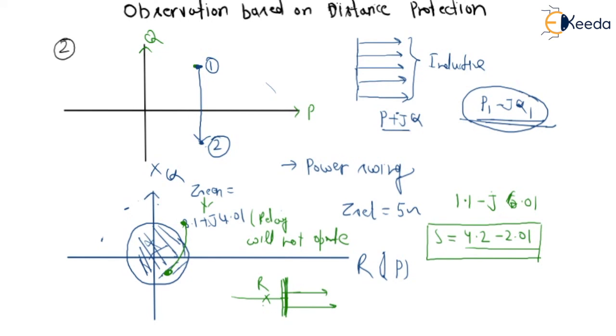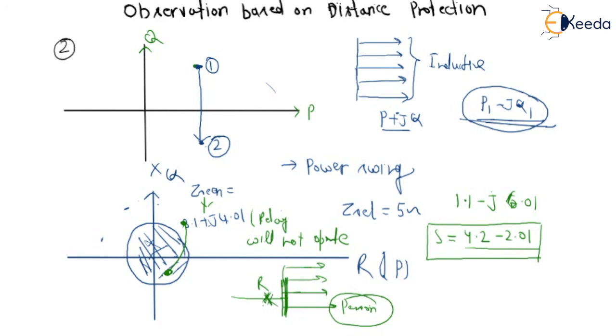But what do you think? If you have an industry and some person is changing the load, a capacitive load, just because of this person the whole other load would be disturbed, because this relay will operate and the whole power supply will be cut. This should not happen. That is why we use the Mho relay.